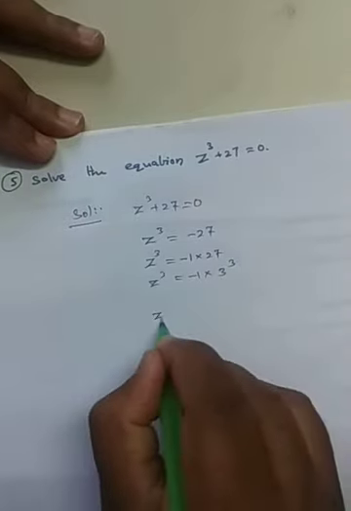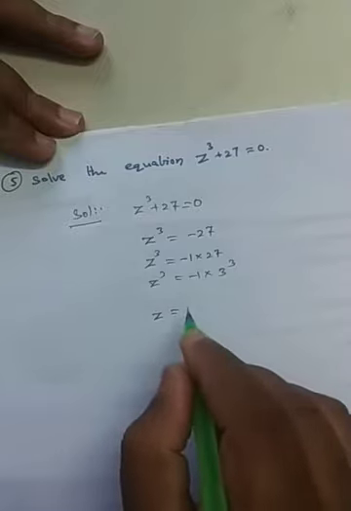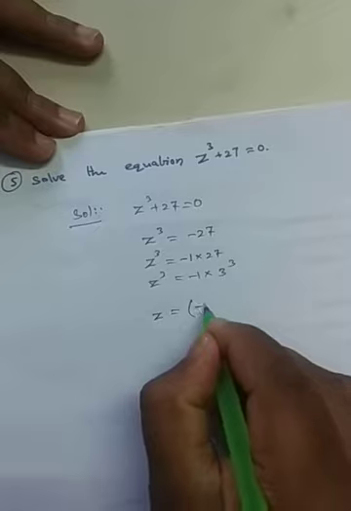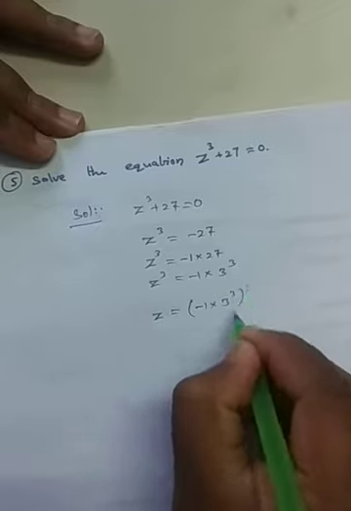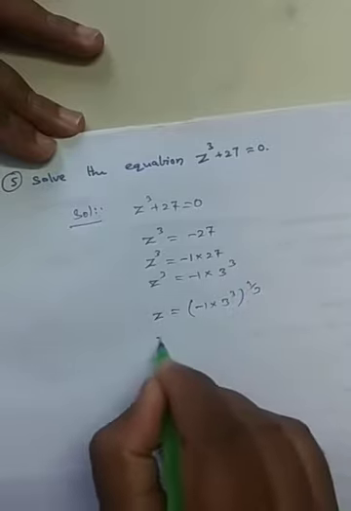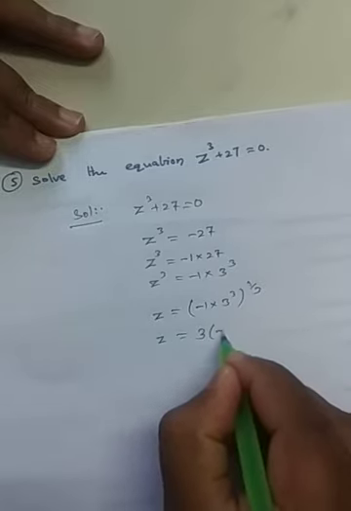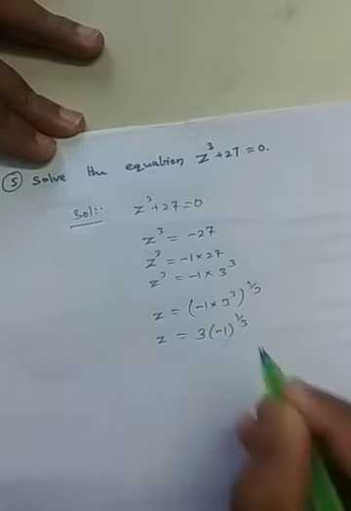Then what will the z value be? (−1 into 3^3) to the power 1/3. So z will become 3, since the power cancels, times (−1) to the power 1/3.